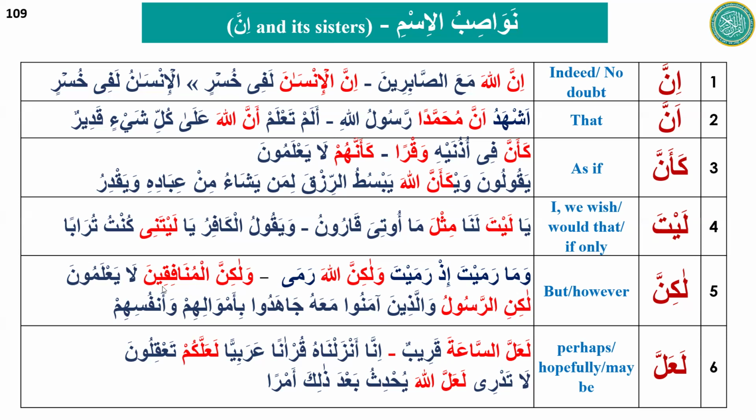وَلَكِنَّ الْمُنَافِقِينَ لَا يَعْلَمُونَ. So you see al-munafiqina. If lakinna wasn't there, it would be al-munafiquna la ya'lamun, the hypocrites, they do not know. But because of lakinna, al-munafiquna changed into al-munafiqina. The meaning is still the same: the hypocrites, they do not know.